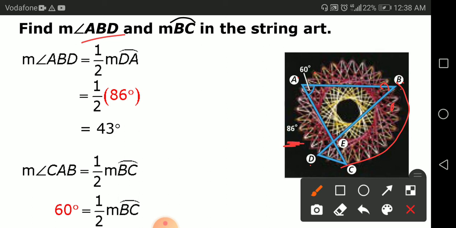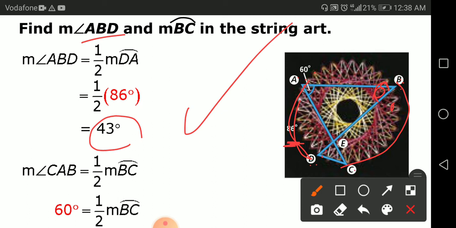So the measure of angle ABD. What do you think, guys? ABD is half of what? This angle is half of arc AD. So half of 86 gives you 43. Very easy. What about the measure of angle CAB?